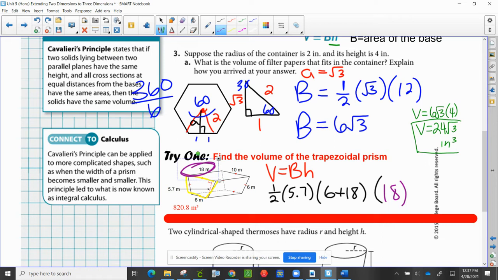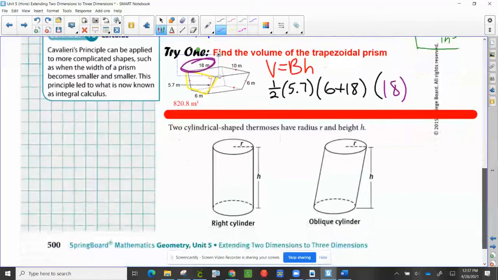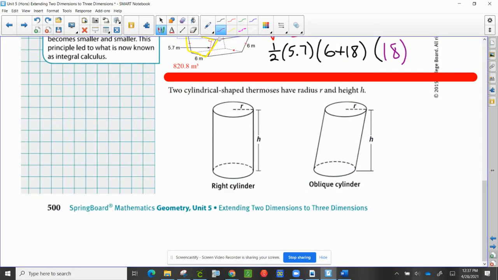Okay. We're going to move on now to cylinders. So remember, we have two types of cylinders. A right cylinder, which your height would just be this distance here that connects your two parallel bases. Or remember, if it's oblique, that means that cylinder's on a slant. So that height, we would kind of write off to the side. Because remember, our height is always perpendicular. Perpendicular distance that connects base to base.